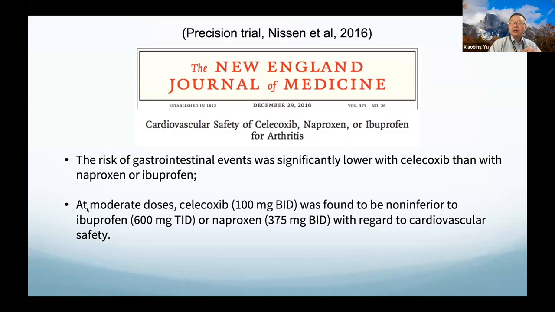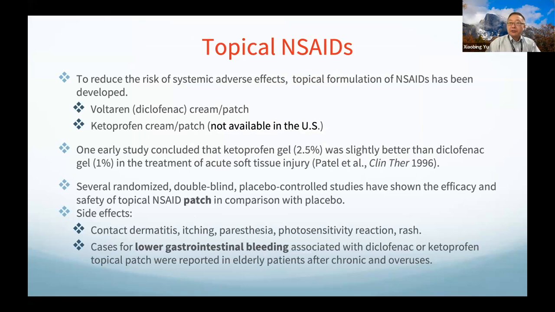However, when they looked at the GI side effects, Celebrex led to significantly fewer GI complaints compared with the other non-selective ones. So in general, we tell providers, mainly primary care providers, that Celebrex is safe from the cardiovascular safety perspective. Okay. So the other thing is that people always say, given all the concerns, what about a topical?